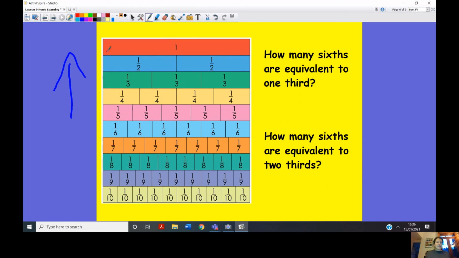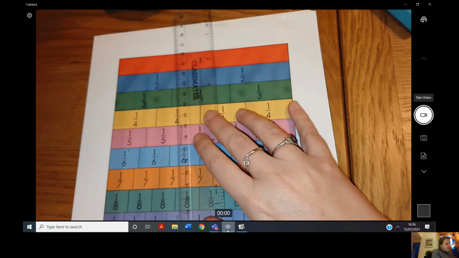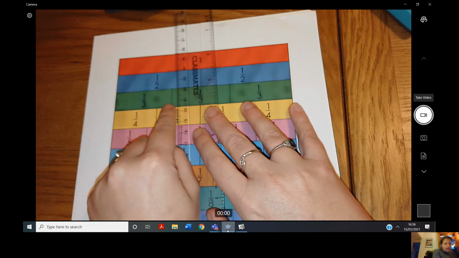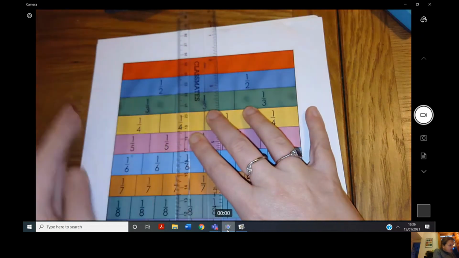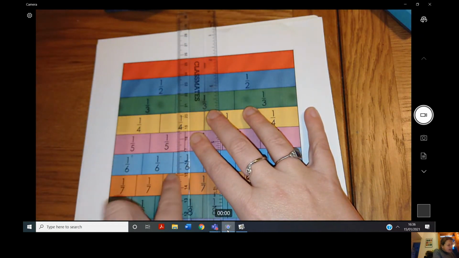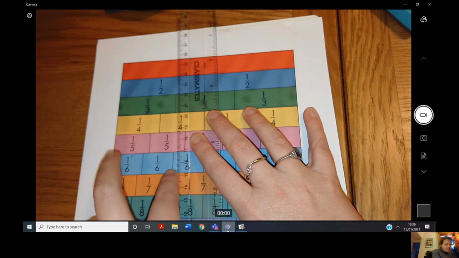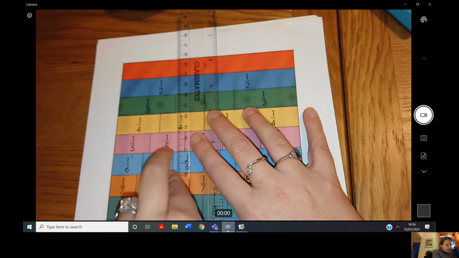Okay, there's a couple of ways you can try and work this out. One way is, if you have been able to print out your fraction wall, you can use a ruler. I'll quickly show you how that works, but it's not the only way. So 1/3, I would put my line on the barrier here where it says 1/3, and I would move my finger down, and I can see here I've got 2 sixths equal to 1/3. 1, 2.